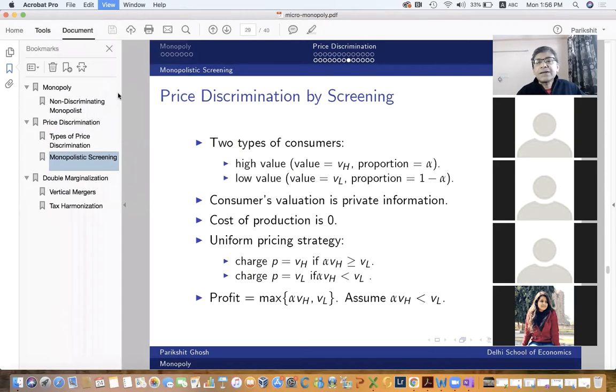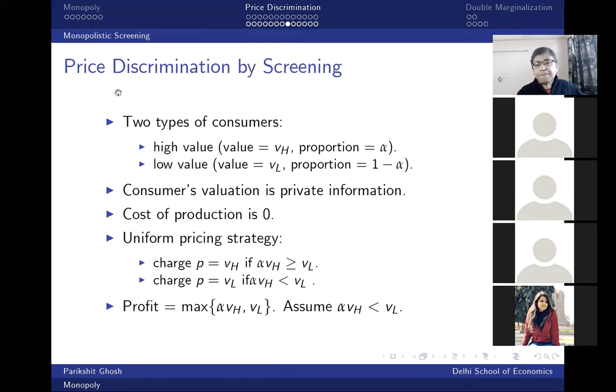So we were discussing price discrimination through screening. Our initial analysis of price discrimination assumed that the seller can distinguish between various kinds of buyers, right? So the seller has full information about the buyer's willingness to pay and can indulge in price discrimination using that knowledge. In reality, of course, that is next to impossible.